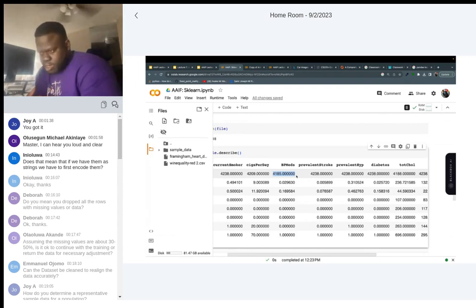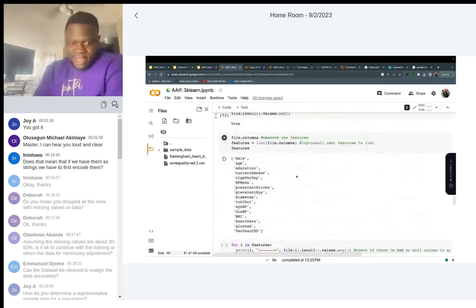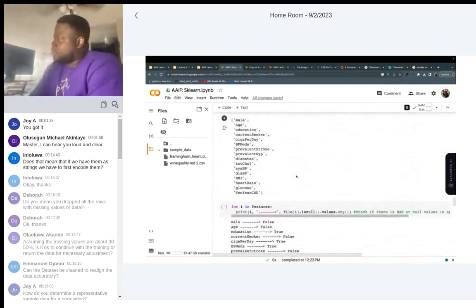Do you understand? Does that mean that if we have them as strings, we need to first encode them? Inulua, you are very correct. Yes, we need to encode them, but it depends. We are supposed to look at a situation where we need to encode, right? But we'll chunk it up into what we will review. Yes, we need to, Inulua, you are very correct.